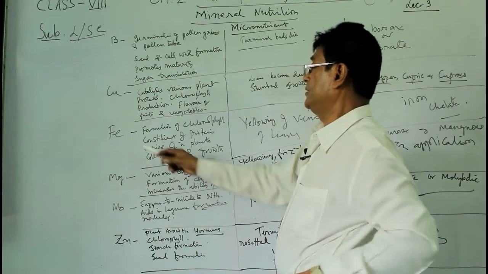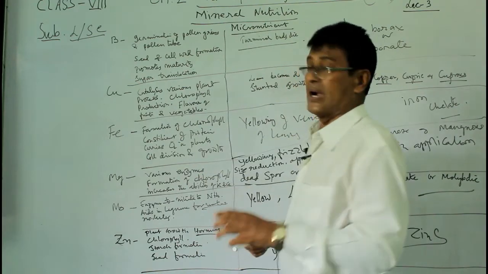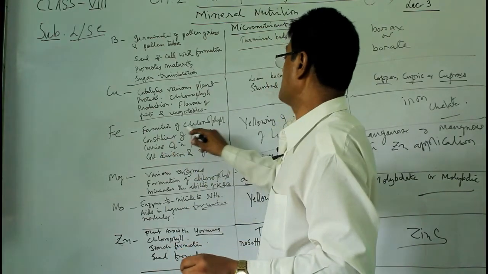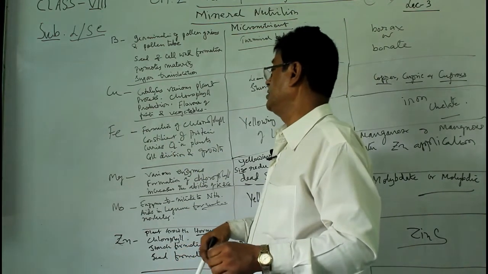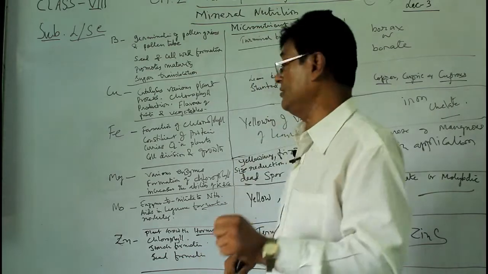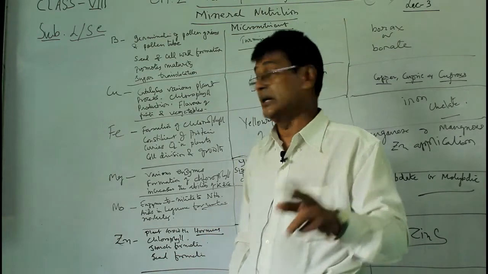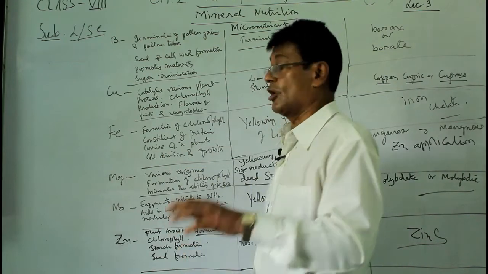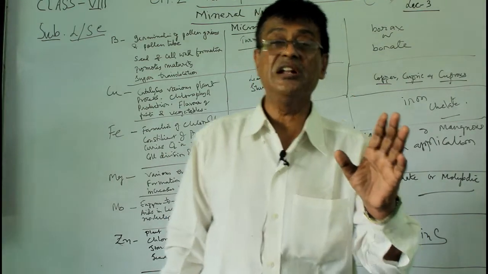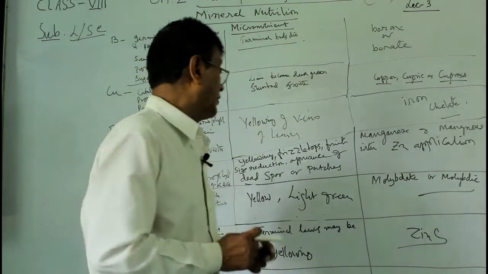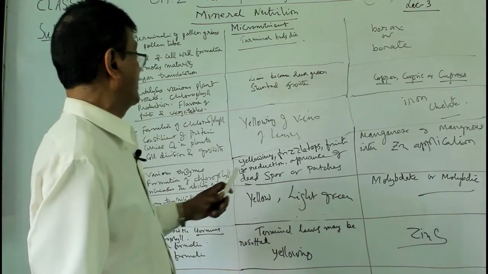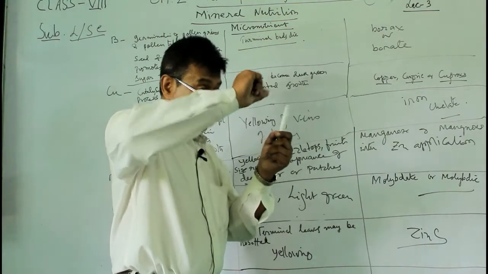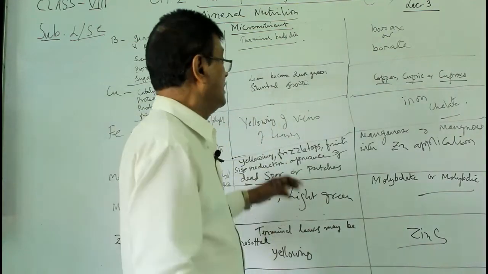Next is iron. What happens here? It helps in the formation of the chlorophyll. One of the constituents of protein is also iron, and it carries oxygen in plants. It also helps in cell division and growth. And what will happen if iron is not there? Yellowing of the veins of the leaves will happen. The veins of the leaves will become yellow. And what is happening?